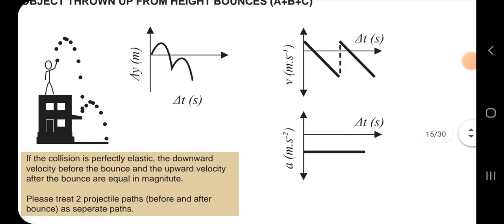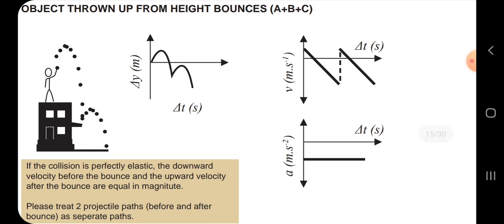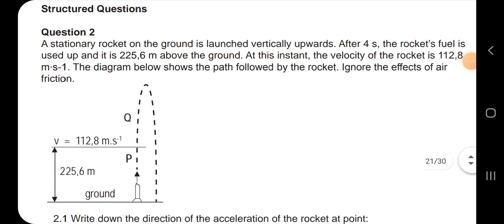If the collision is perfectly elastic, the downward velocity before the bounce and the upward velocity after the bounce are equal in magnitude. Please treat the two projectile paths before and after the bounce as separate paths. So please guys, watch the one that I did previously with impulse. It will help you a lot to understand a whole lot of things here. Okay, now let's look at this question. This is a possible exam question.